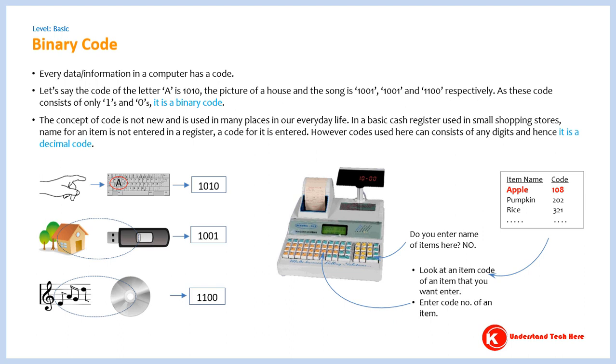However, there's a little difference in the code used in a computer and in a cash register. Code used in a computer only consists of ones and zeros, hence is a binary code. Well, code used in a cash register can have any digits out of 10 digits, and hence is a decimal code.